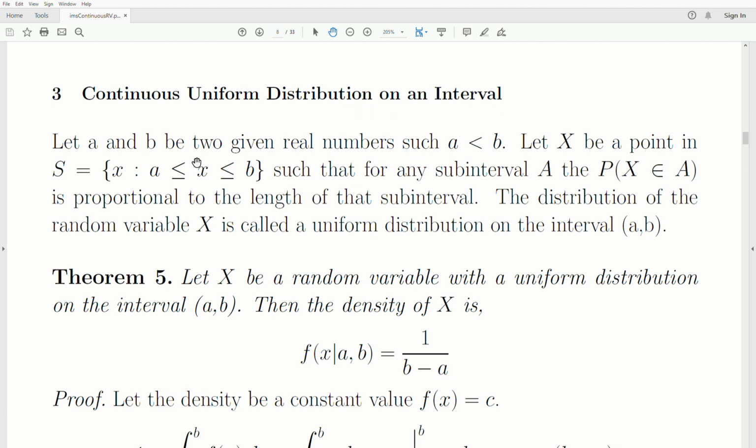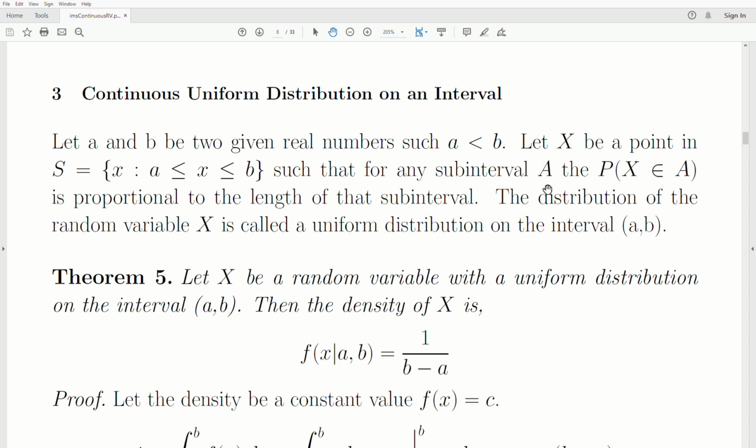Let A and B be two given real numbers such that A is strictly less than B. Let X be a point in this set, any number between A and B, such that for any subinterval, the probability that X is in the subinterval is proportional to the length of that subinterval. The distribution of the random variable X is called a uniform distribution on the interval A to B.